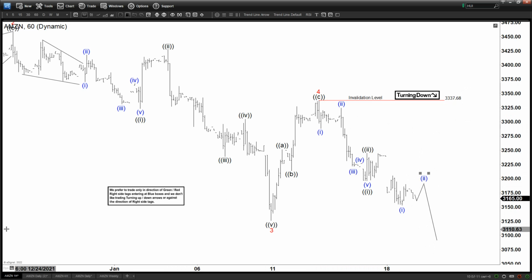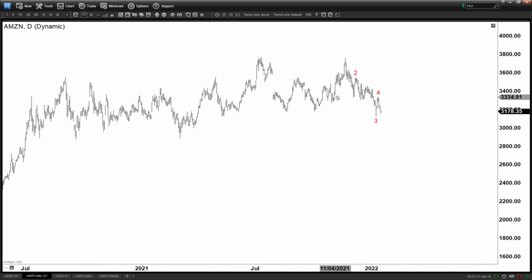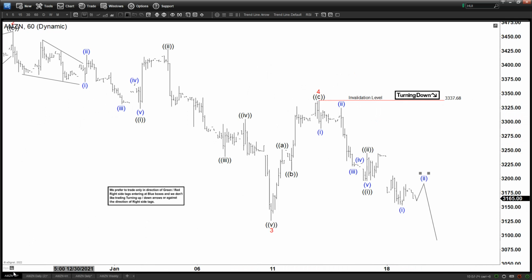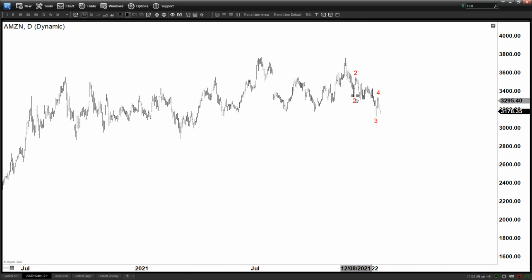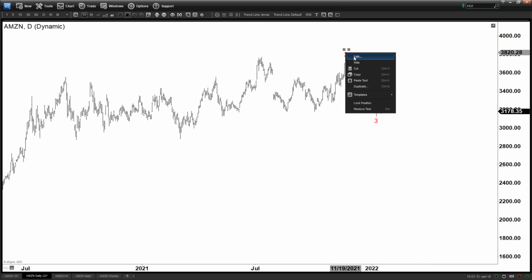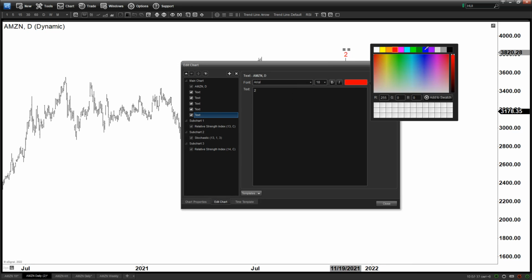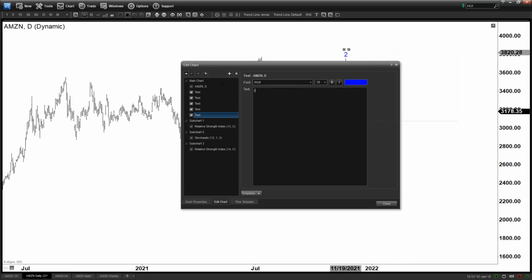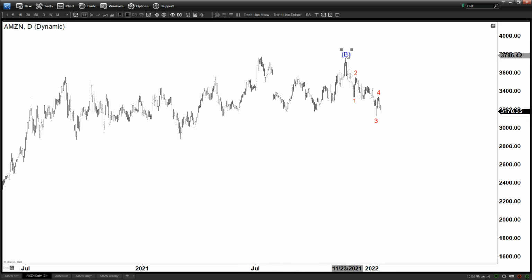Now looking at the larger degree, I'm not really going to be talking too much about it, because the shorter cycle is our focus, and it's pretty clear. But very quickly on the larger degree, looking at the daily, this is the 4 and the 3 in the minor degree in the red color here. So that means this is our 2, this is our 1, and this has to be the beginning of this 5. So this has to be the higher degree label. This has to be some sort of a B, because over here we got what looks like a 3 swing. So this needs to be the A.